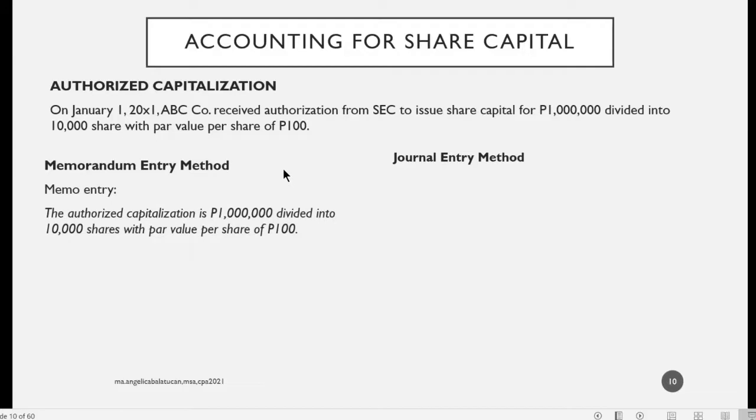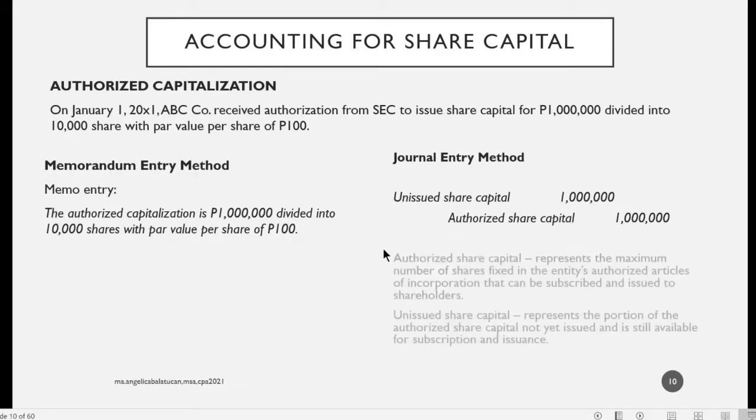So if it's a memorandum entry method, the authorization of the capitalization would be recorded as a memo entry. So it will be written as, for example, the authorized capitalization is 1 million divided into 10,000 shares with par value per share of 100. If it is journal entry method, then there will be a journal entry. So that's debit to unissued share capital and credit authorized share capital.